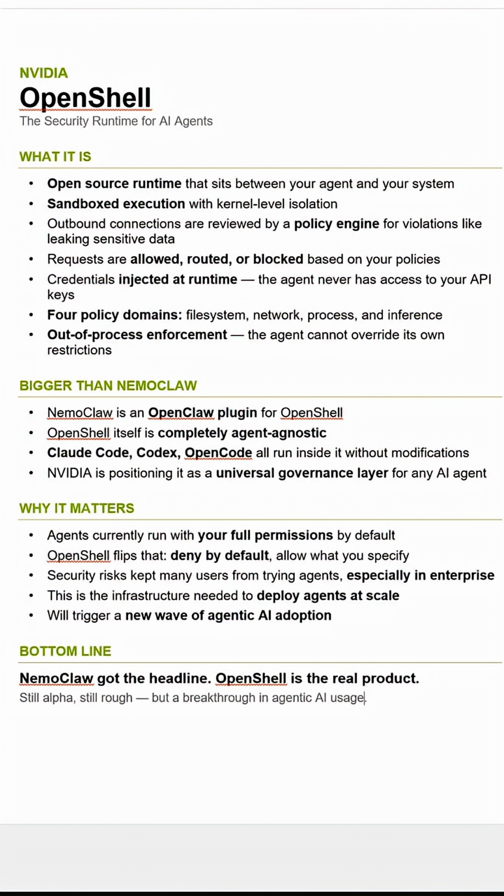Security risks kept many users from trying AI agents, especially in enterprise and regulated industries. This is the kind of infrastructure enterprises need before they'll deploy agents at scale. This will trigger a new wave of agentic AI use.